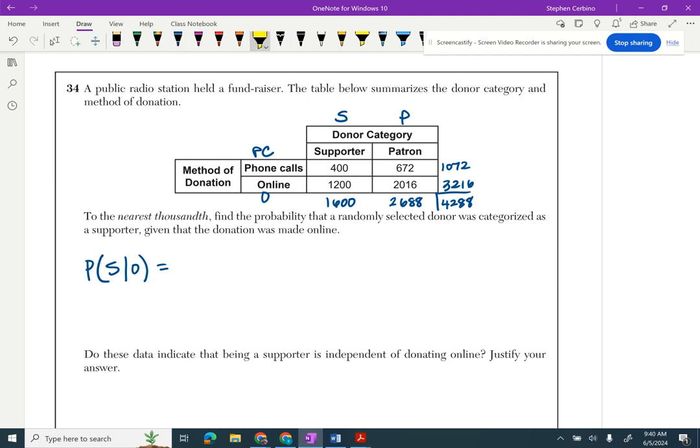So for this, we only care about online methods of donation. So we want to figure out of the online donations, how many of them were supporters. So there were 1,200 supporters out of the 3,216 online donations. So notice we're only using that one row of this two-way table. Now it does tell us to show the probability to the nearest thousandth, not as a percentage. So if I divide those two numbers, I get 0.373. And that's all you need to do for that first question.